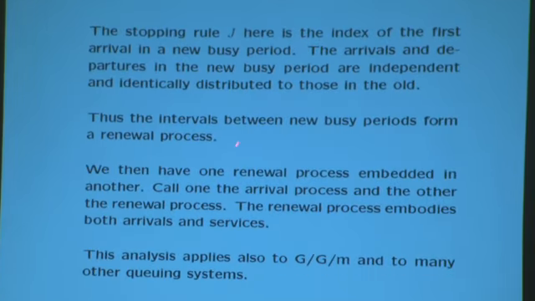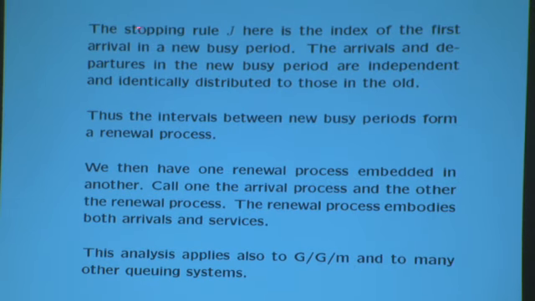Okay, so let me just try to say that again. The stopping rule is the index of the first arrival in a new busy period. The arrivals and departures in a new busy period are independent and identically distributed to those in the old. Thus, the intervals between new busy periods form a renewal process. And that's the thing that we're going to use in everything else we do here. So we have one renewal process which is embedded in another renewal process.